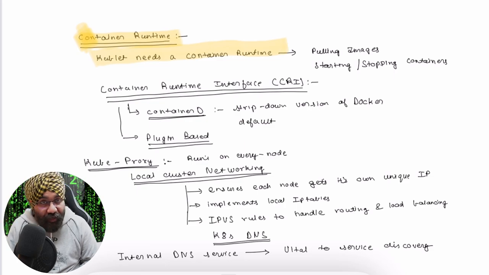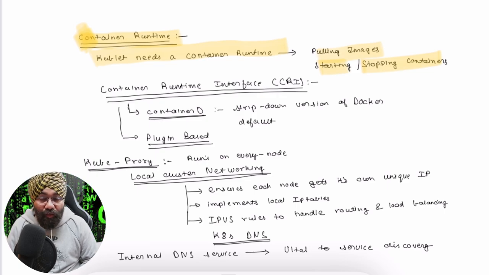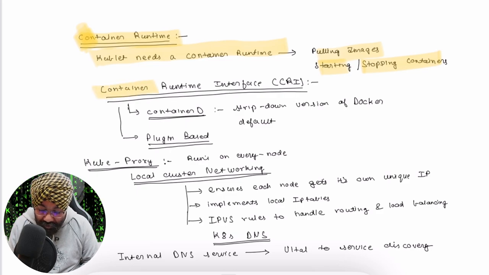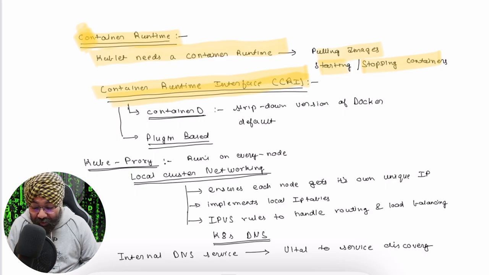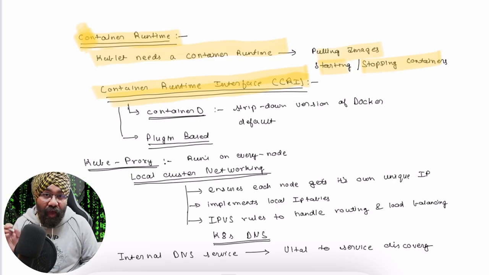So Kubelet needs a container runtime for pulling images, starting, stopping containers, etc. For all these, they require a container runtime. Now, earlier, Docker was integrated into Kubernetes only. But now, as explained in the previous video, if you want more details, please check out the first video. I will place a link of it at the top of this screen as well. But the gist is that Kubernetes has now made the container runtime pluggable. So any container runtime that implements the container runtime interface, CRI, can work with Kubernetes.